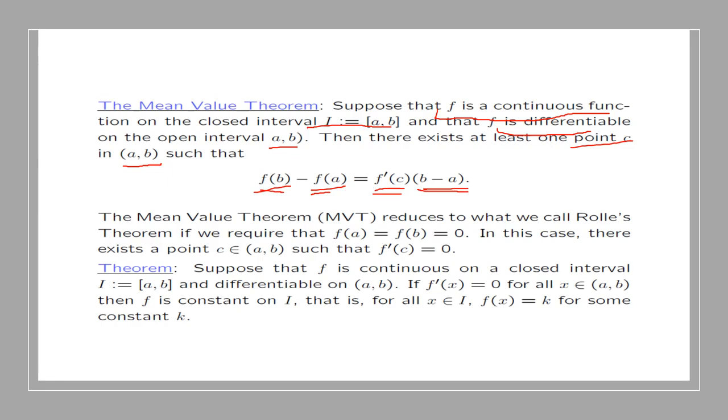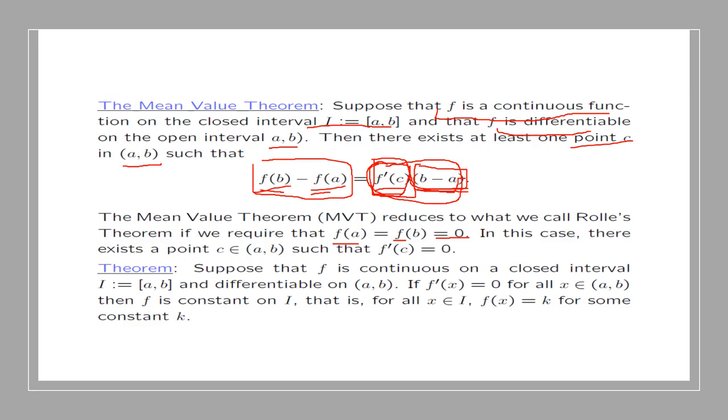Now, if in particular f of A is equal to f of B is equal to 0, okay, then f of B minus f of A will be equal to 0. So you have that 0 is equal to the value of the derivative of f at C times B minus A. Now, since I is an interval, then B is bigger than A, so B minus A is not 0. But this product here is equal to 0. That means f prime C must be 0. So in that case, we get what we call Rolle's theorem.